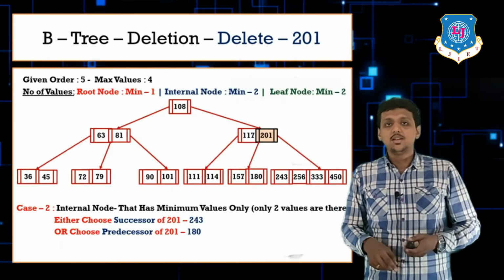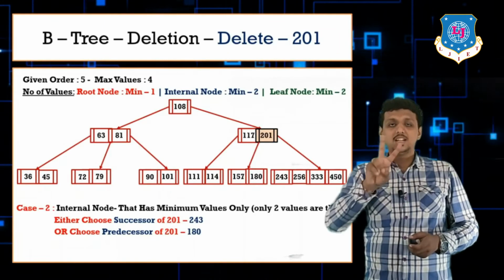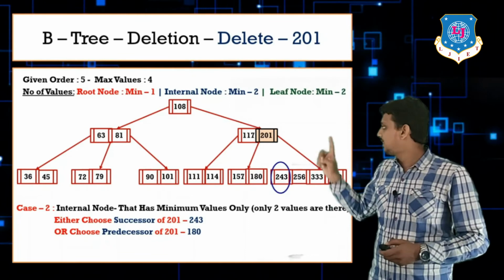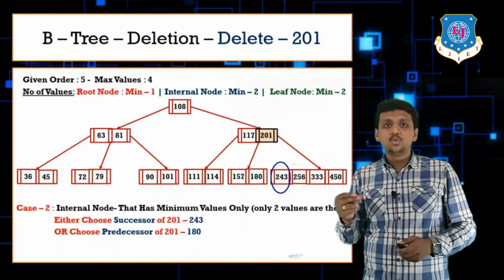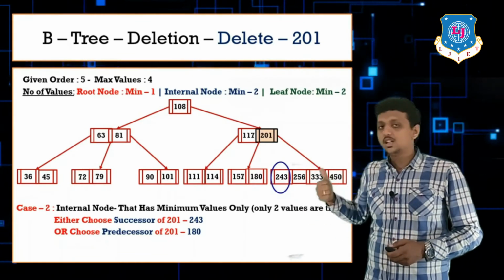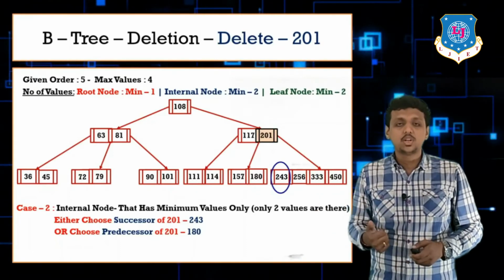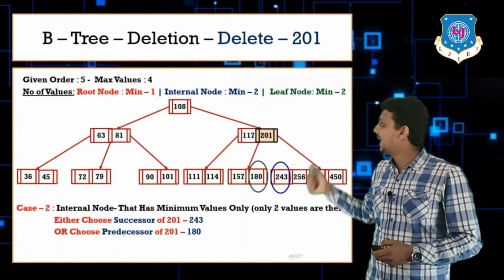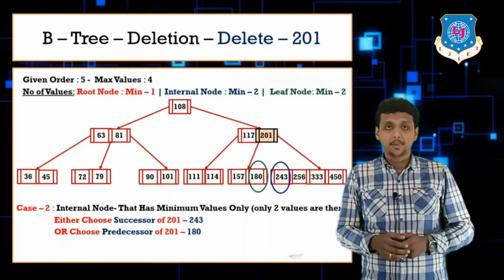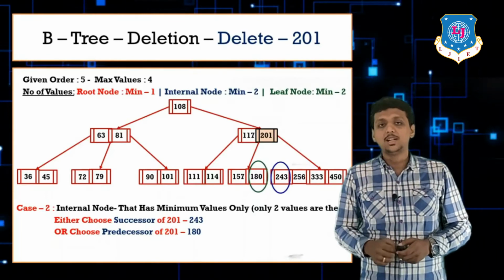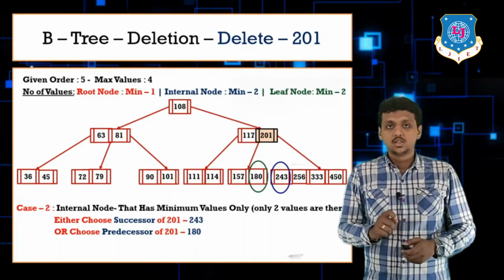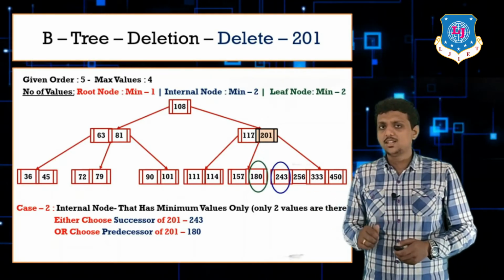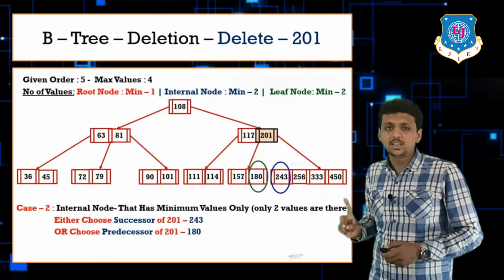Fine. So here, see, I have 2 choices. Choice number 1, I can select the successor node, that is 243. Check out the sequence. After 201 comes 243. So I can select 243 and put it over there, or I can select 180 and put it over there. Now it's your turn to tell me what I need to choose, 180 or 243. Just wait for a few seconds, students. Whether I need to choose 180 or 243?